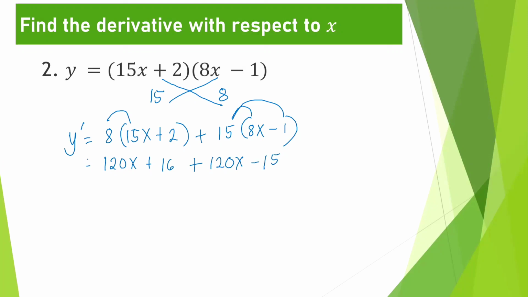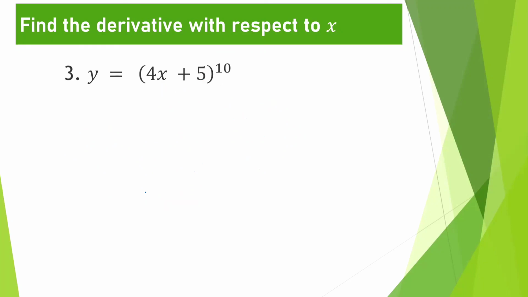So we have 240x, combining the terms with x, and then plus 1. So this is our final answer. Now let's go to question number 3. Find the derivative with respect to x.